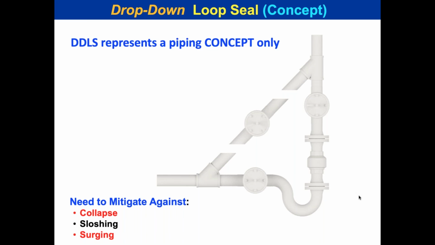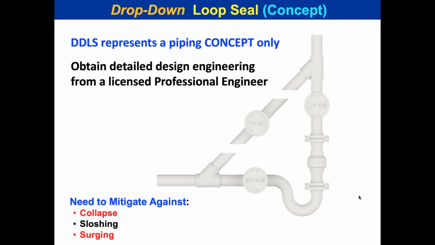So the drop-down loop seal is a concept only. And if you wanted to do this or take a look at doing this in your site, you must get the design made by a professional engineer that has experience in fluid dynamics and stress analysis. This is just a concept. Every system is unique. You need a professional engineer to design this system for you relative to your system and determine if it'll work. And it has to be an engineer experienced in fluid dynamics and stress analysis. We don't want to create any issues for anyone. So get that done by a proper engineer for your site.